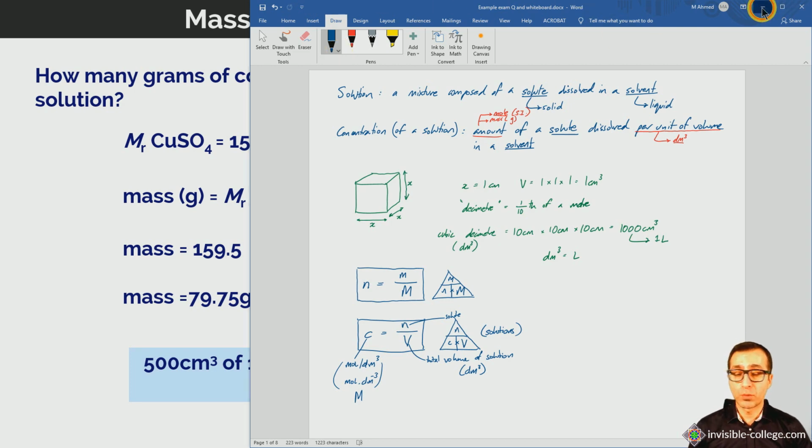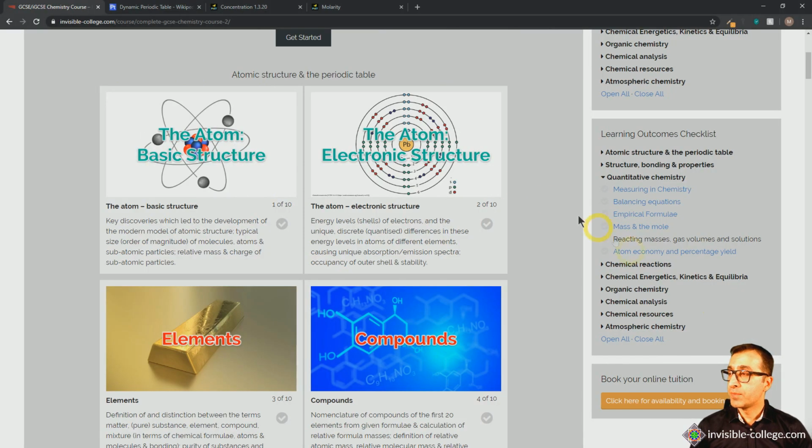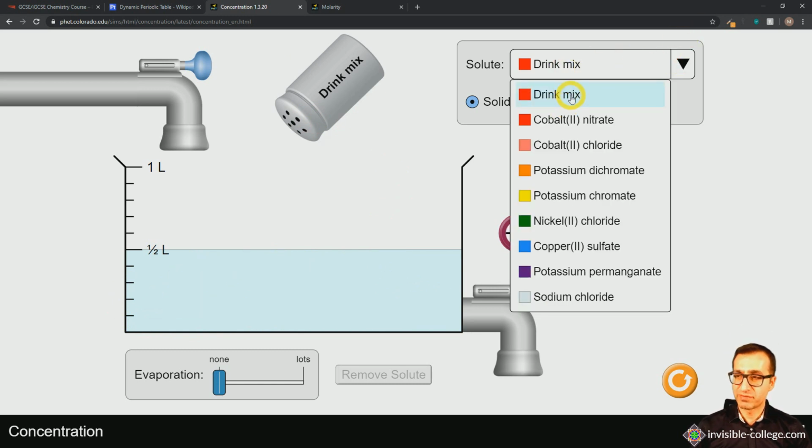Now, to illustrate what exactly concentration means a little bit more visually before we go any further, I'm going to use a couple of these animations or simulations that you can find on the PHET website. So this one is entitled Concentration, and it basically shows you what we mean by concentration. Here you have a volume of liquid, and you can use a drink mix, which is a bit wishy-washy. I prefer to use an actual solution. These are all substances which, when you dissolve them in water, give colored solutions. So the more concentrated the solution becomes, the more intense that color becomes.